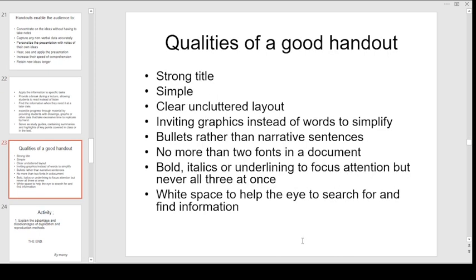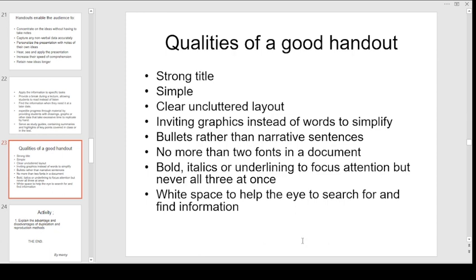What are the qualities of a good handout? It should have a strong title, should be simple and clear, should have graphics instead of words to simplify, bullets rather than narrative sentences, should not have more than 2 fonts in a document, should use bold, italics or underlining to focus attention, but should not be used at once.